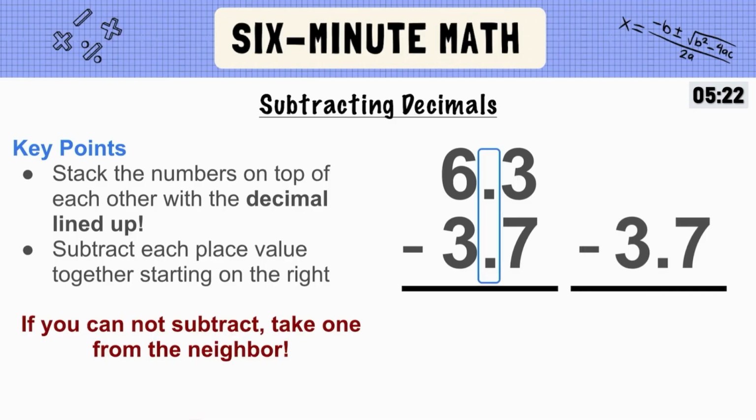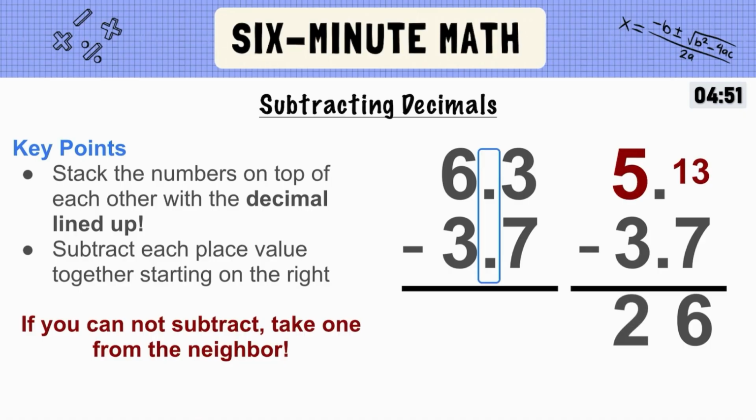My 3.7 will remain, and I have my 6.3 on top. Now I cannot subtract 3 and 7, so I have to borrow from my neighbor on top, which is the 6. I'm going to borrow it into a 5, and that will change my 3 into a 13. Now I can do 13 minus 7 is 6. 5 minus 3 is 2. And then my decimal follows all the way down for a final answer of 2.6.